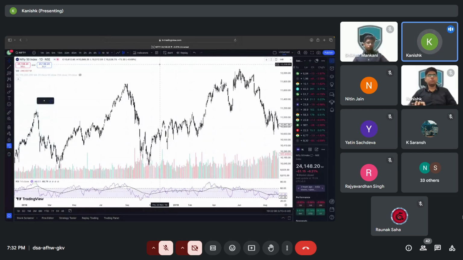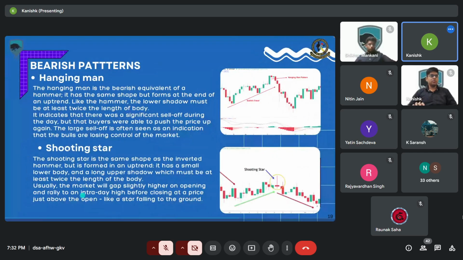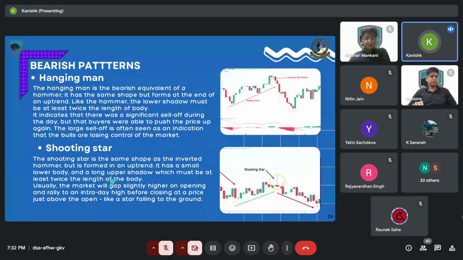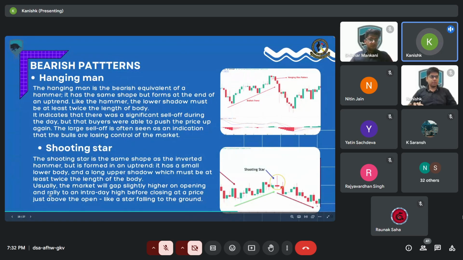Now let's go to our next pattern, the shooting star pattern. The shooting star has the same shape as the inverted hammer, but it is formed in an uptrend. It has a small lower body and an upper shadow, which must be at least twice the length of the body. Usually, the market will gap slightly higher on the opening and rally to an intraday high before closing at a price just above the open, like a star falling to the ground. Basically, it is a kind of inverted hammer pattern that is formed after an uptrend.